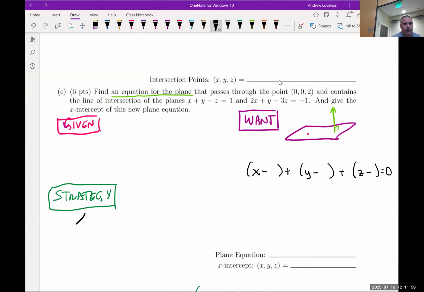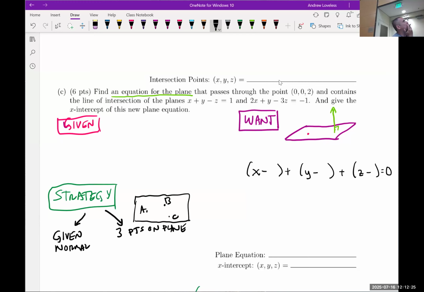One of two things happens. After you figure out what you're given, you sometimes are given the normal, in which case you're done. And if not, you're typically trying to find 3 points on the plane. That's not really the goal, but if you can get 3 points on the plane, what can you do with them? Because our goal is to find a normal vector. So how do we use 3 points on the plane?